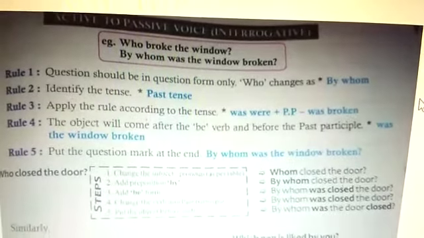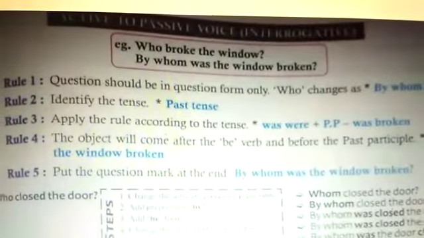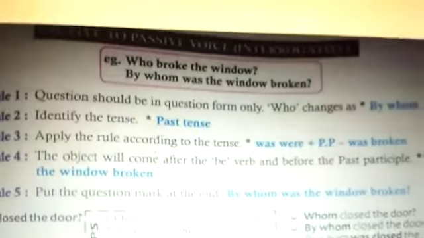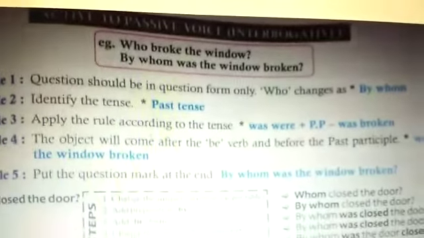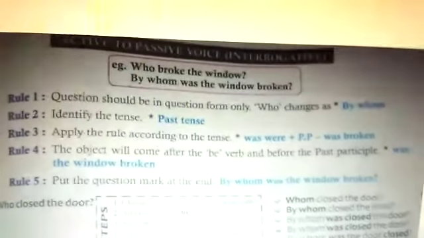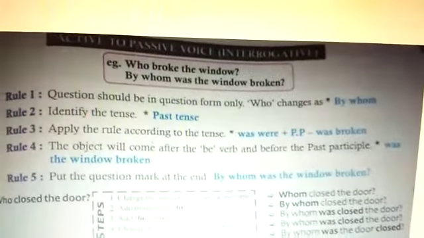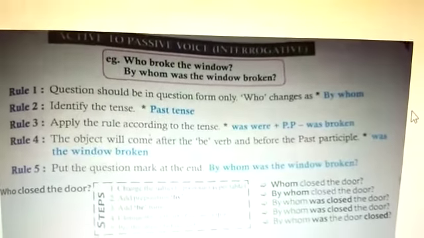Next we shall move on to active to passive voice interrogative. What do you mean by interrogative? Questions. Example, who broke the window? Question mark is there. The same way when you change into passive voice, by whom was the window broken? So by whom will always come in the first place. Rule 1, question should be in question form only. Who changes as by whom.